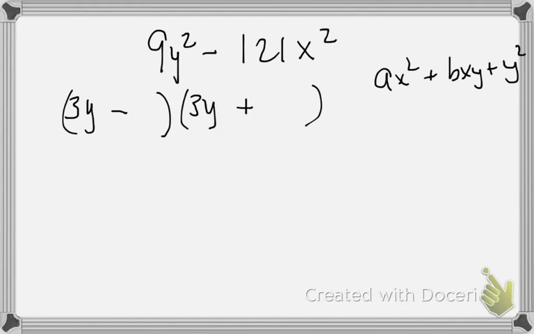Let's look at 121. The square root of 121, you can take it and put it in your calculator, and you'll get 11. So we know it's 11. And again, there's an x on each side. 11x, 11x.